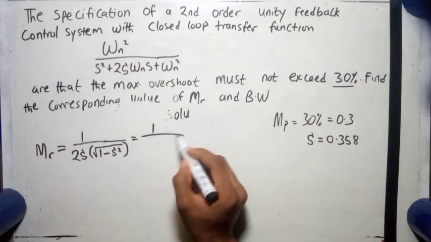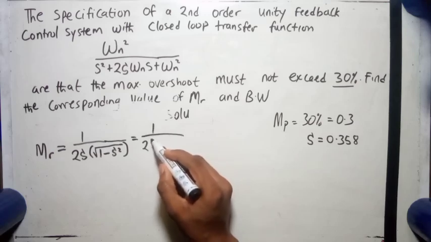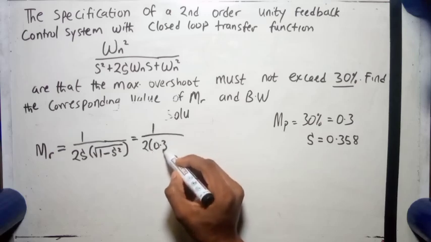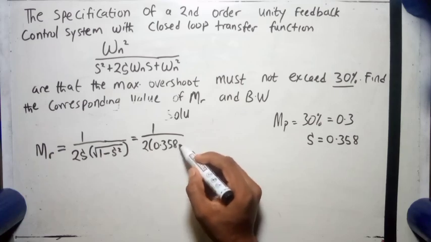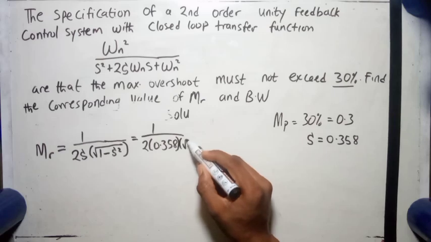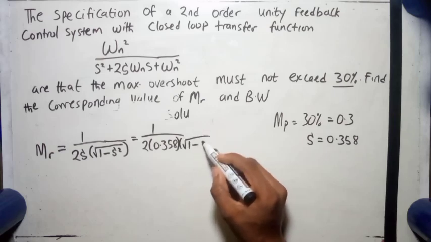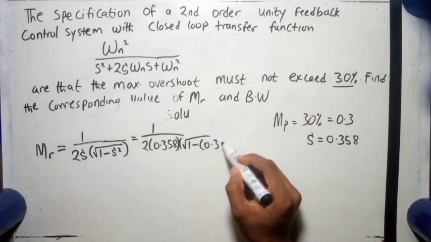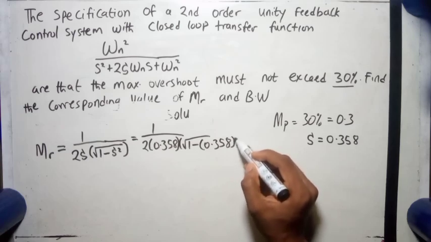Now substituting our values, we have 2 times 0.358, close bracket, then the square root of 1 minus 0.358 all squared.